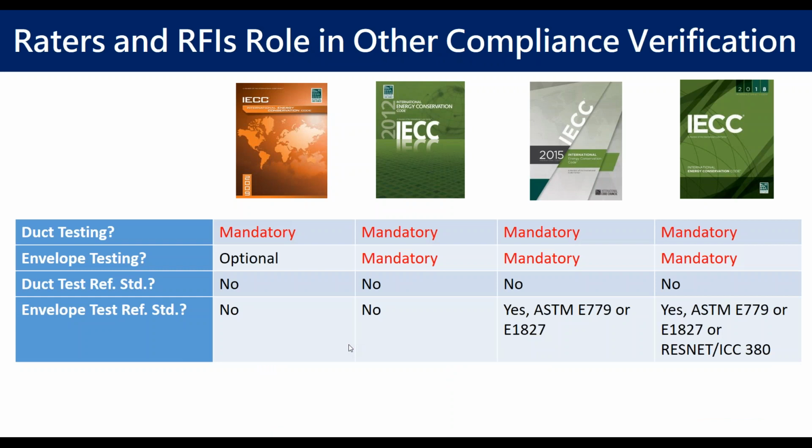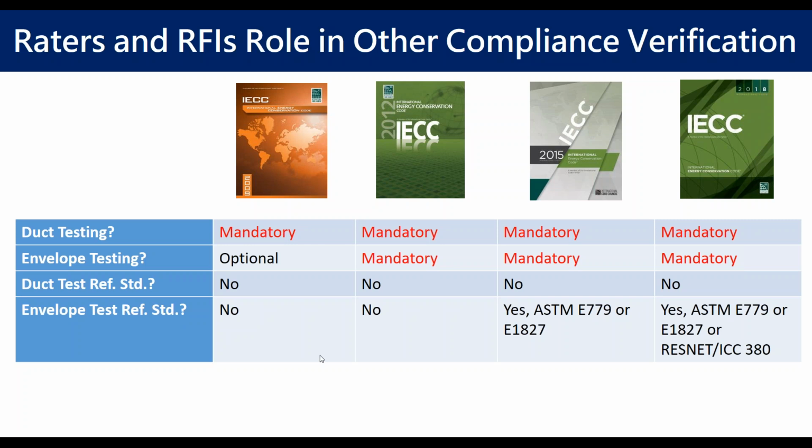Raters and RFIs both have a role that exists outside of the ERI path when it comes to other areas of compliance verification. What I'm showing here is the evolution of codes from 2009 to 2018, and whether or not duct testing and envelope testing is mandatory or optional, and whether or not there's a standard that gets referenced for that. Back in 2009, the only mandatory test was the duct leakage test. The 2012 code added envelope leakage testing as mandatory. In 2015, both of them stayed as mandatory.